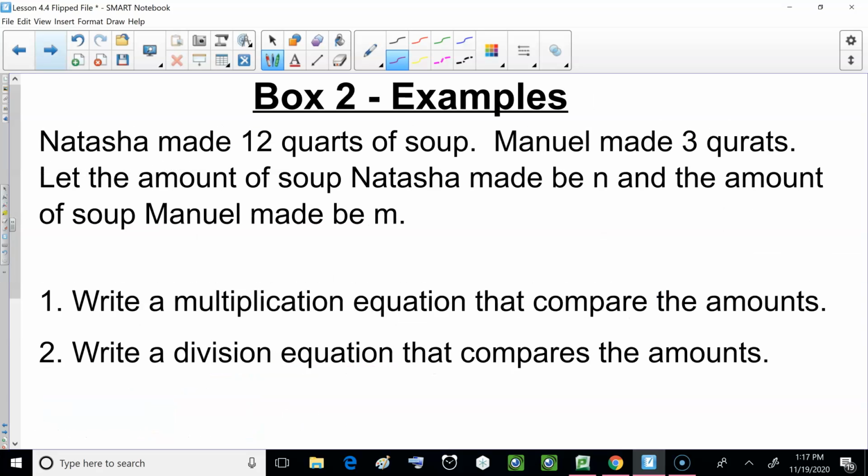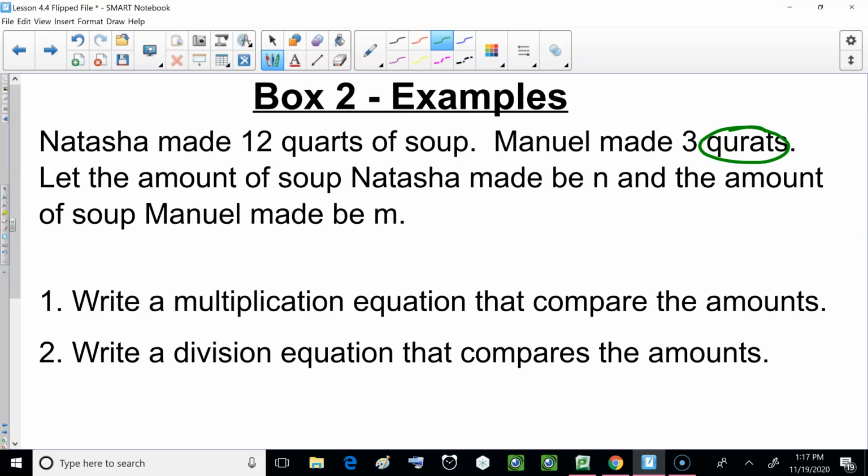So let's look at some problems that involve using comparisons of multiplication and division. So Natasha made 12 quarts of soup. Manuel made 3 quarts. I used spell check right there. It's not spelled correctly. We'll fix that later. Said, let the amount of soup Natasha made be N and the amount of soup Manuel made be M. So we look at our two numbers. We have Manuel made 3 quarts and Natasha made 12 quarts.